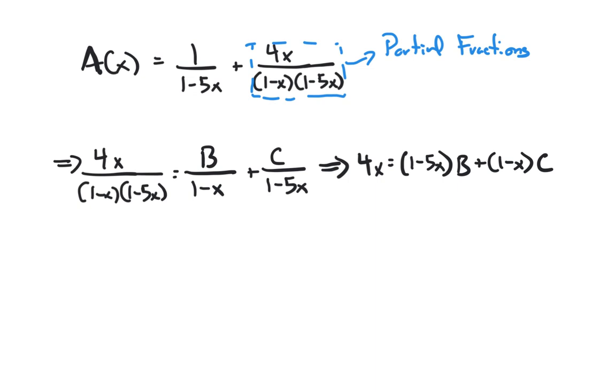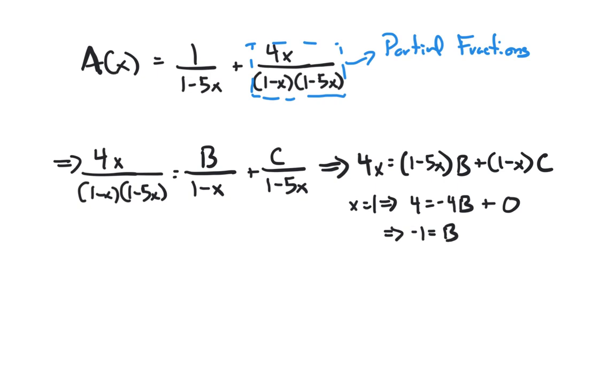So I notice if x is indeed 1, then this expression here is 0. So let's do that. When x is 1, we get that 4 times 1 is 4 equals 1 minus 5 times 1, which is negative 4. So we get negative 4b plus, and of course 1 minus 1 is 0, so that term is just 0. And solving for b, we get that negative 1 is b.